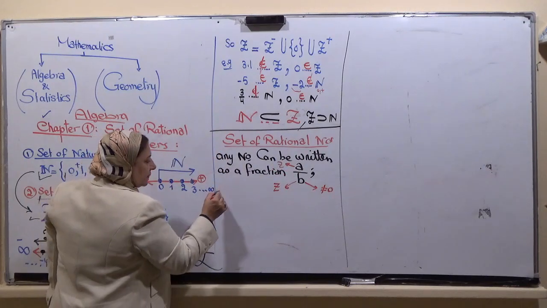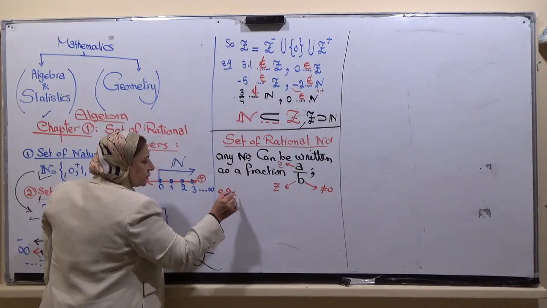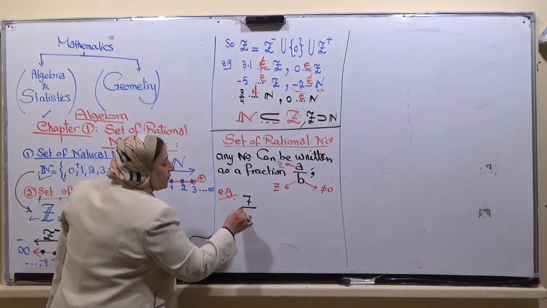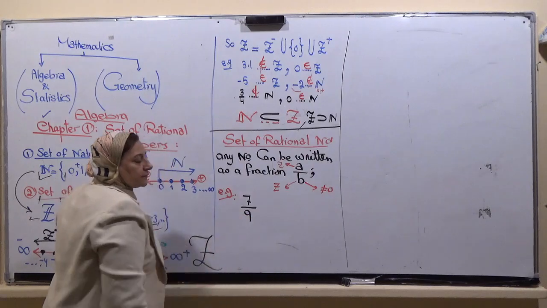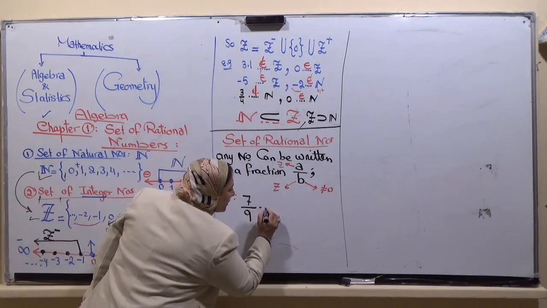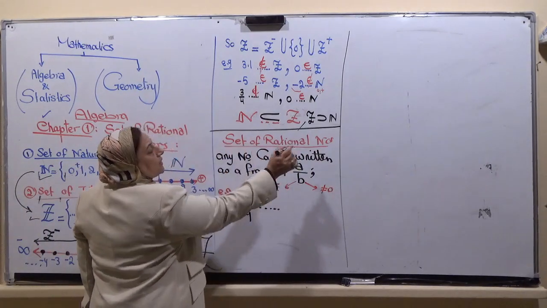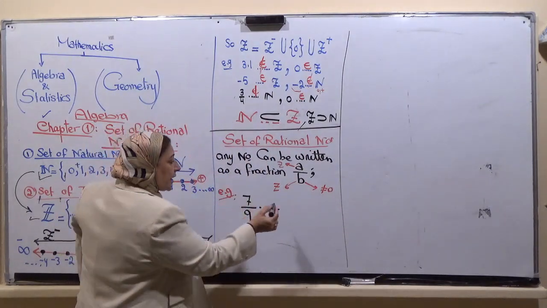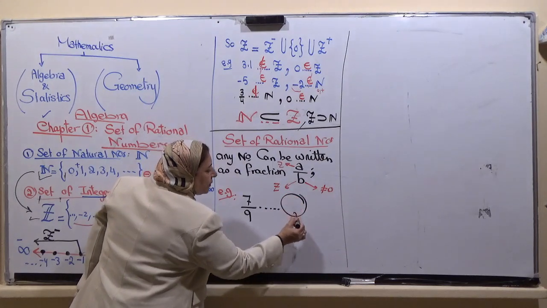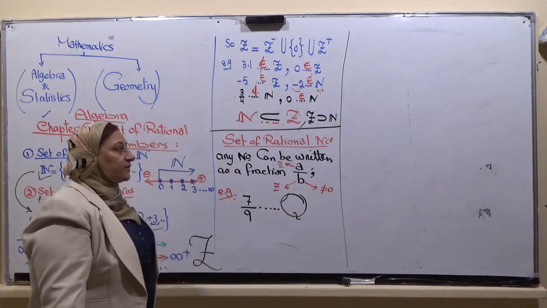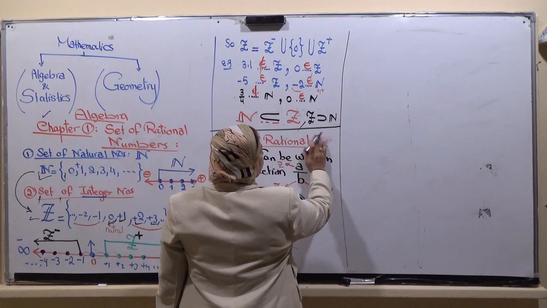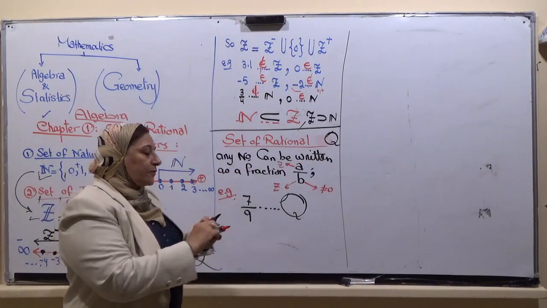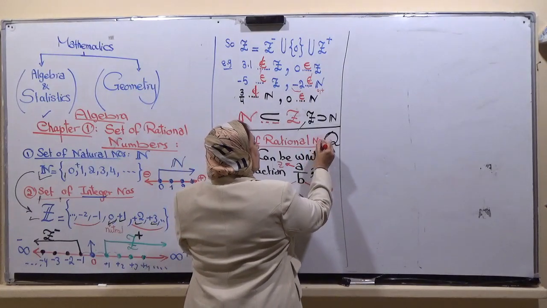For example, look, 7 over 9. Is it belonging to the set of rational numbers? I will not write rational numbers. I will write Q like this. This is the set of rational numbers. It's Q like this. Rational numbers and all.